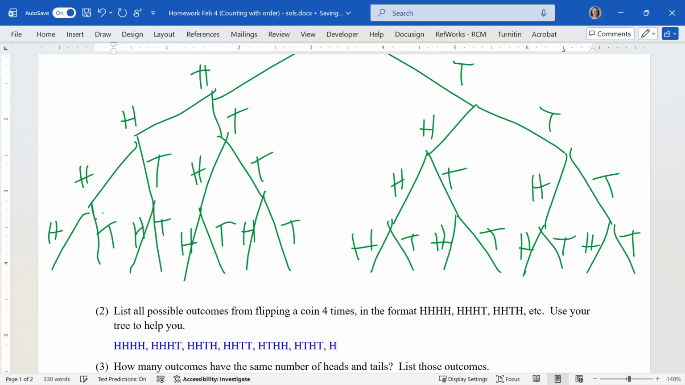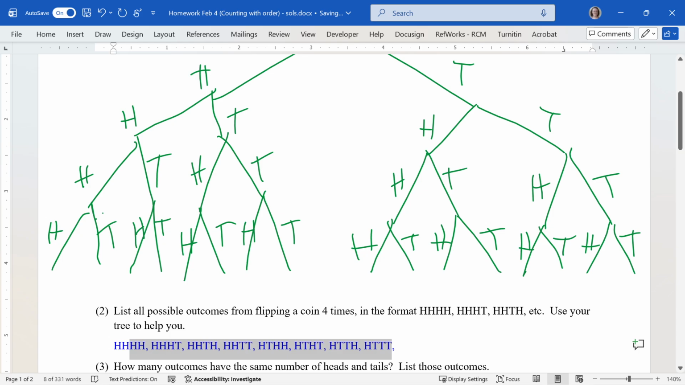HT, HT. It's getting a little bit harder for me to see with my eyes. I'm like over here somewhere. HTTH, and then HTTT. And then, okay, so was that 8 of them? 1, 2, 3, 4, 5, 6, 7, 8. Okay, so that was the first 8.